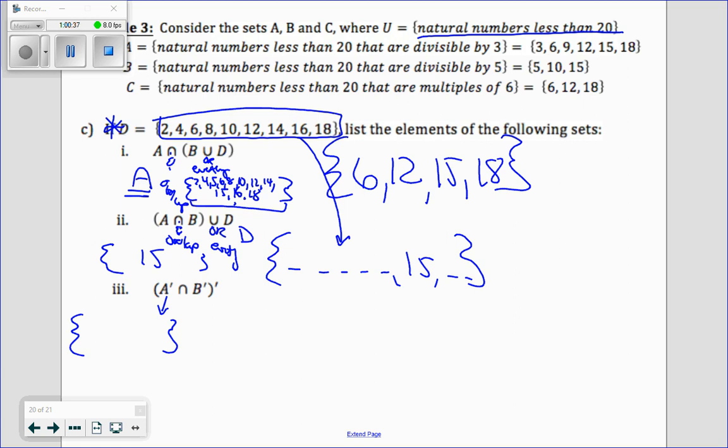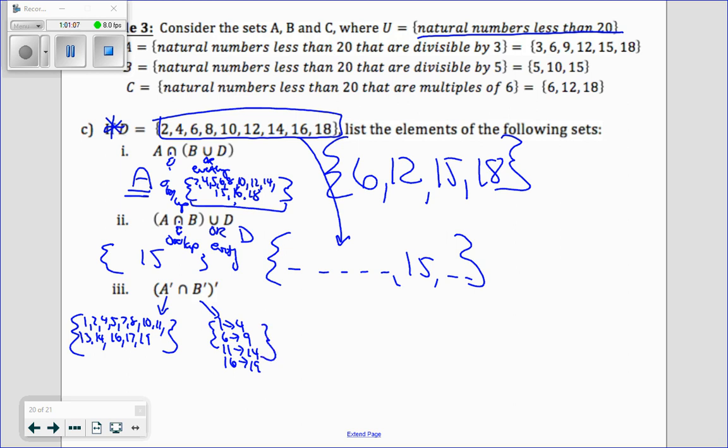So not A would be 1, 2, 4, 5, 7, 8, 10, 11, 13, 14, 16, 17, 19. Oh, goodness. What is not B? Are you kidding? Okay. 1 to 4, 6 to 9, 11 to 14, and 16 to 19.